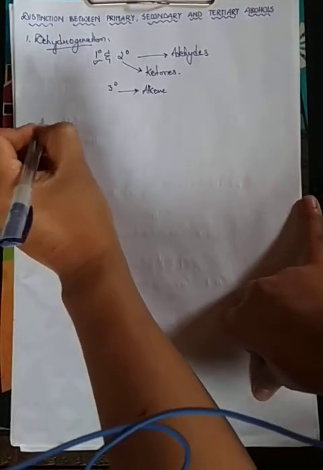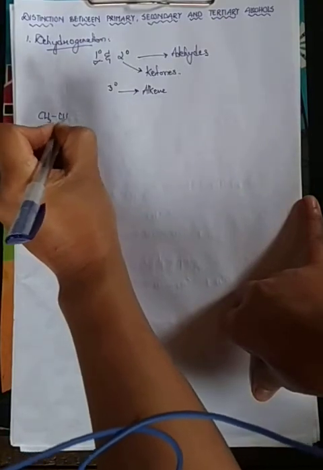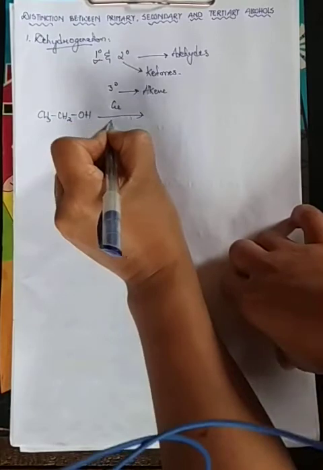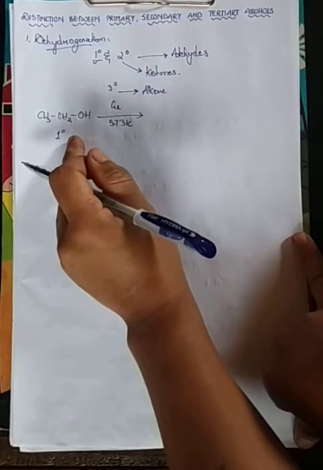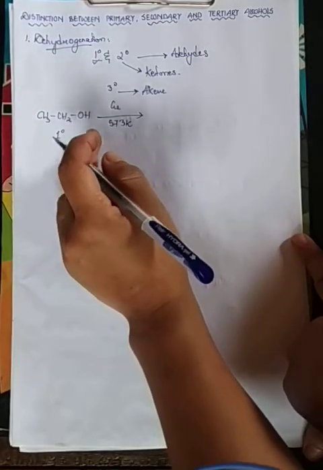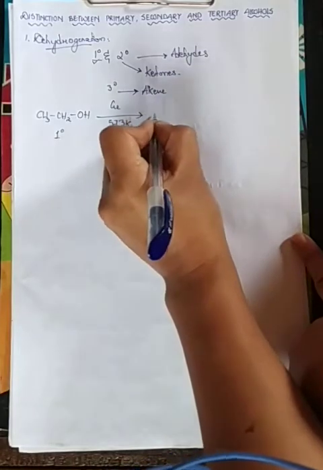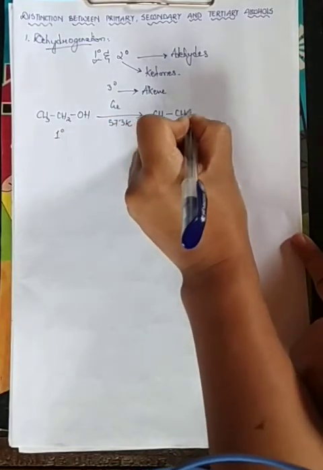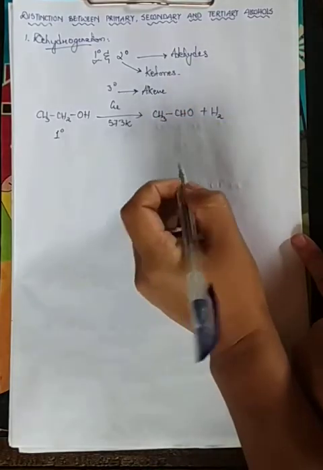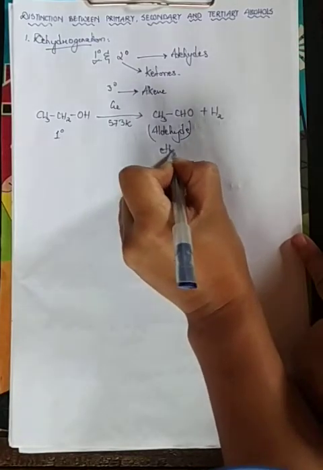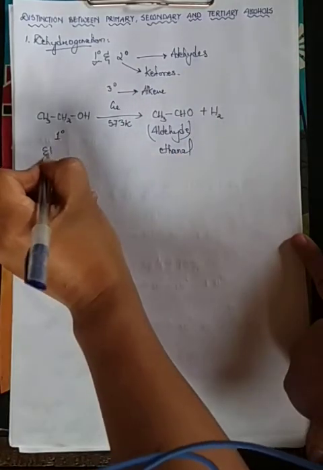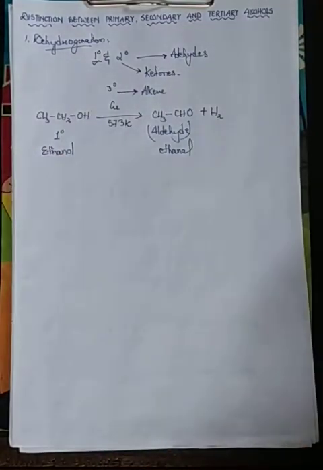Now, if we take our primary alcohol, CH3CH2OH, let's take our ethyl alcohol, a primary alcohol. The IUPAC name is ethanol. Now, at heated copper at 573 Kelvin, our primary alcohols will undergo dehydrogenation, meaning removal of hydrogen H2, and then they will give us CH3CHO, an aldehyde, plus H2. Hydrogen gas is removed, and then we'll be getting our aldehyde. This is ethanol, our alcohol, our primary alcohol.